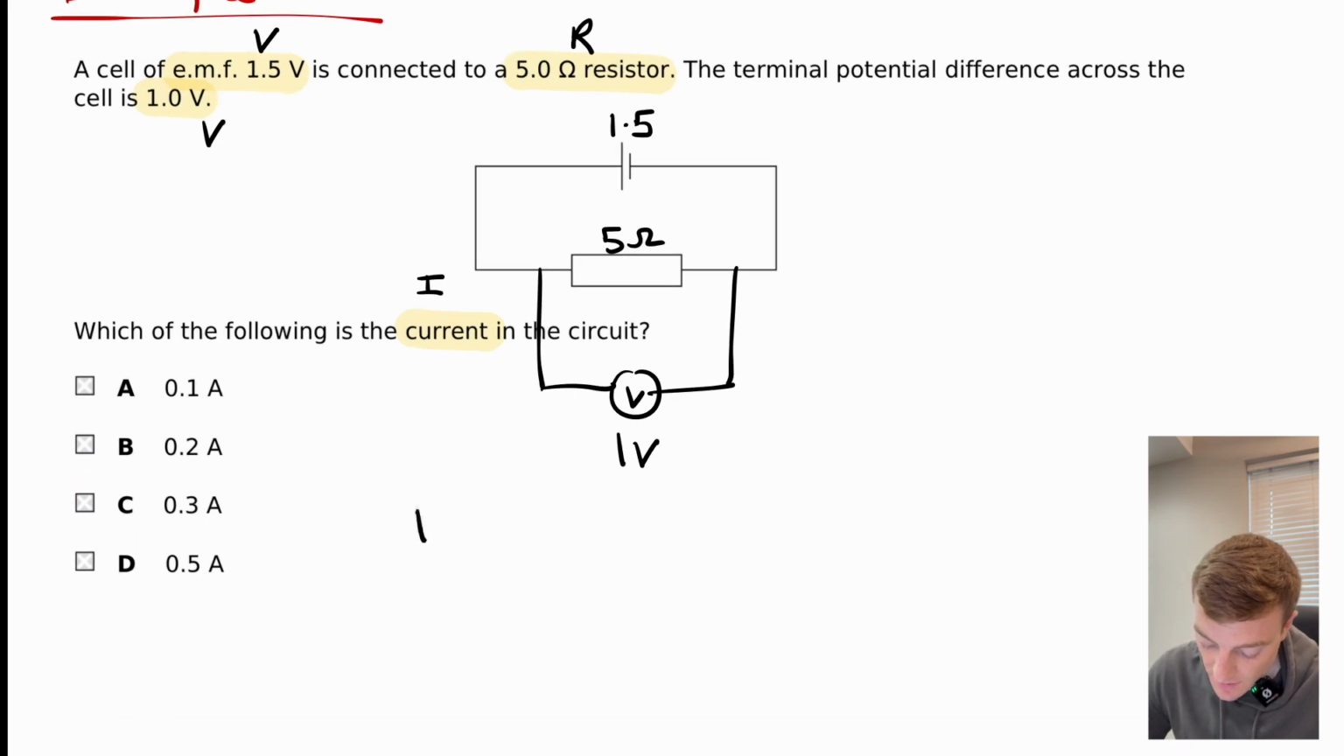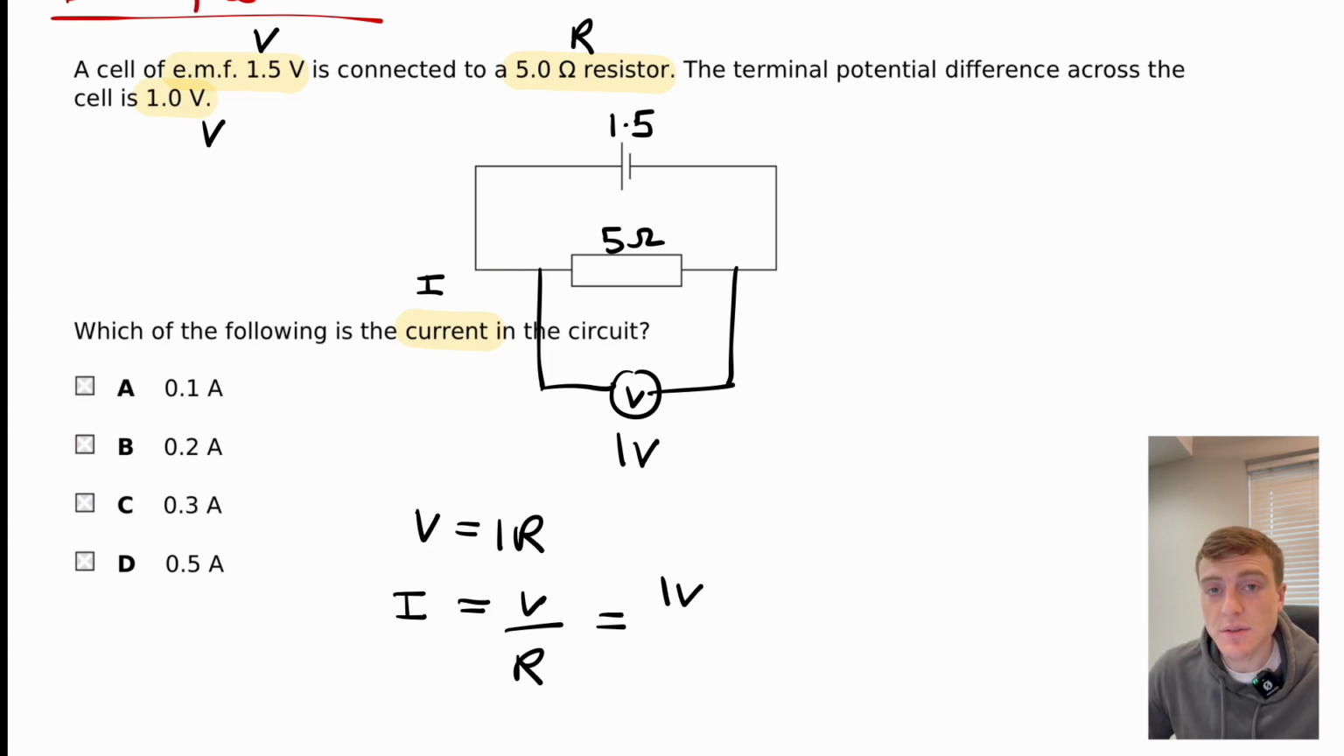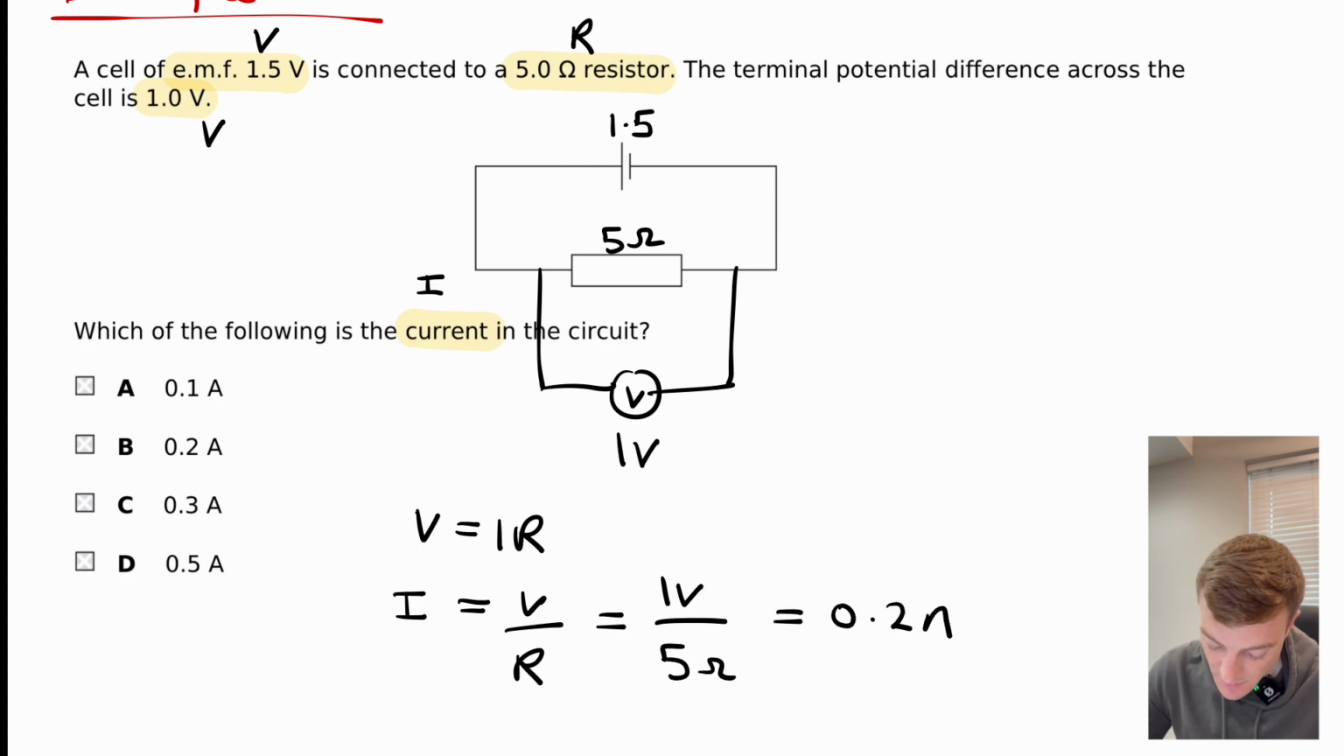So we're going to use V is IR. I is V divided by R. If I replace the letters with numbers, I get potential difference is 1 volt because we're looking at the potential difference across the resistor, divided by 5 ohms, which gives me 0.2 amps. So the answer is B.